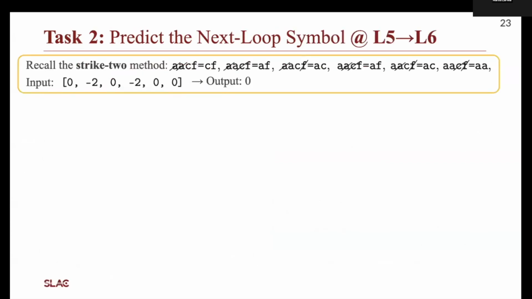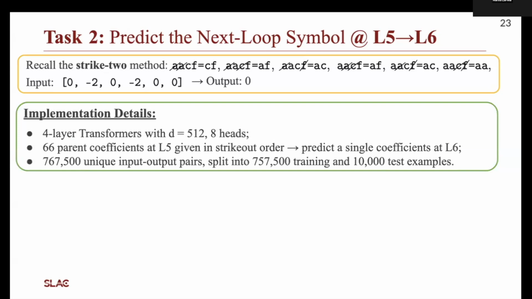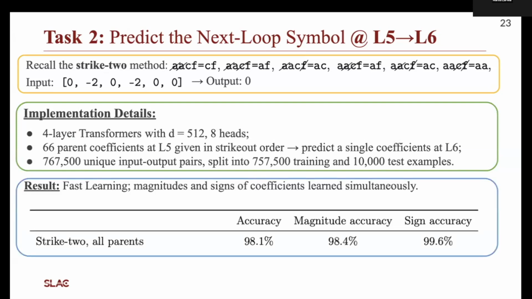That's really interesting. The second task we have is to predict the next loop symbol. The result I'm giving you is predicting the loop 6 symbol from the loop 5 symbol. Again, this is how we construct our training and test data sets. You can see here the model is able to do very well on this task. And here we do not observe this two-phase learning dynamics. Everything is just learned at the same time.